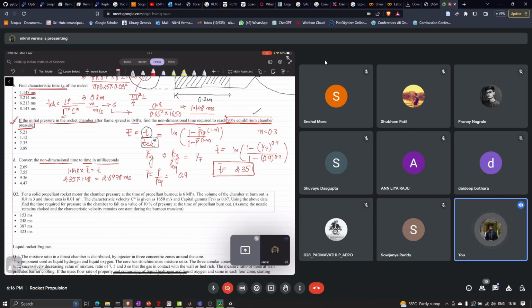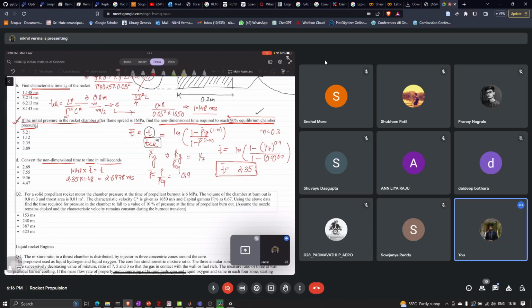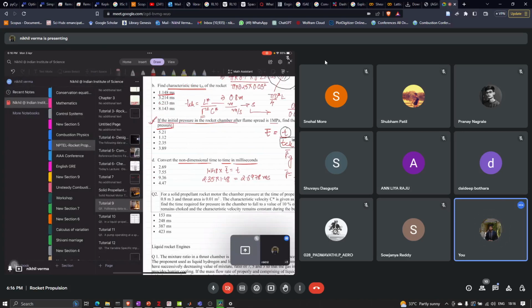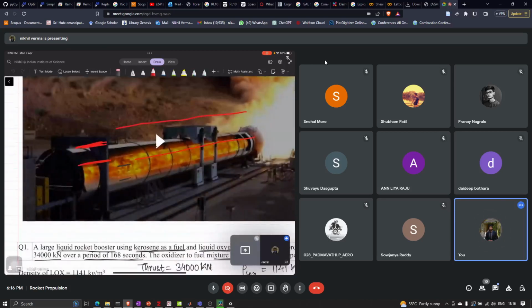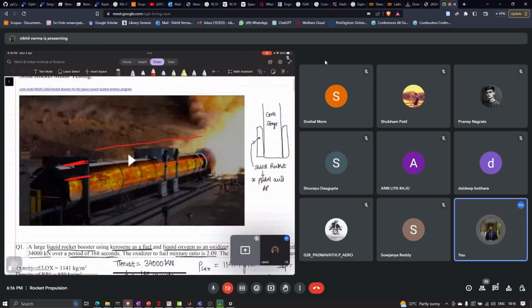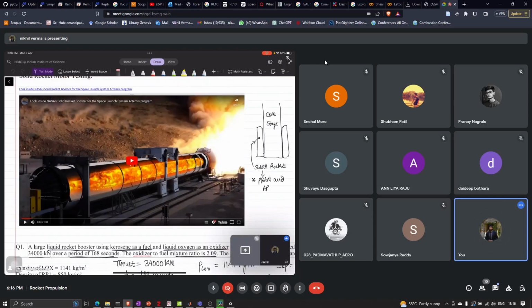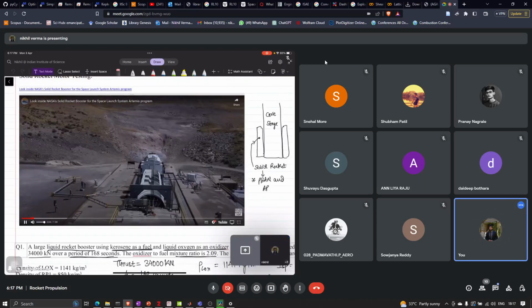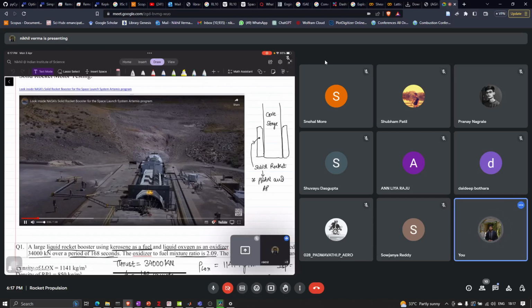So in the last class, I have shown you a video where we have seen how a rocket... so if I play this video again, this is a solid rocket motor which is being tested.